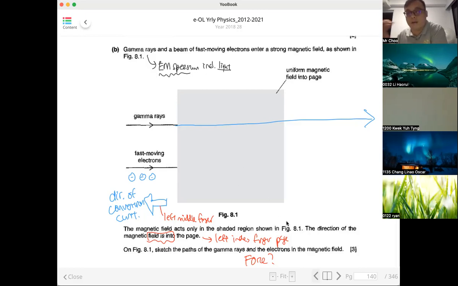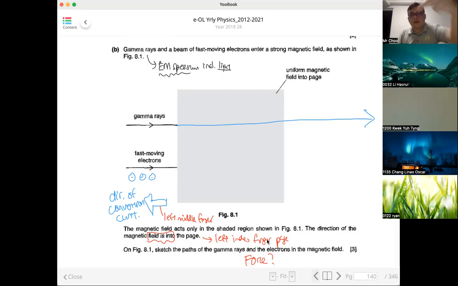So all of you tell me, if your left middle finger is moving from right to left because it's the direction of the conventional current, and your magnetic field is your left index finger pointing into the page, your thumb will be pointing up or down. All of you tell me, thumbs up or thumbs down. You team, well done. How about the rest of you?